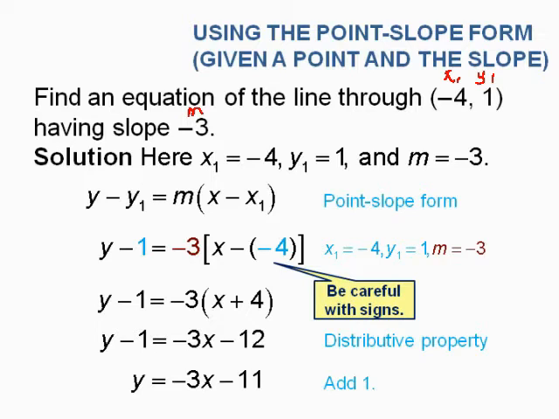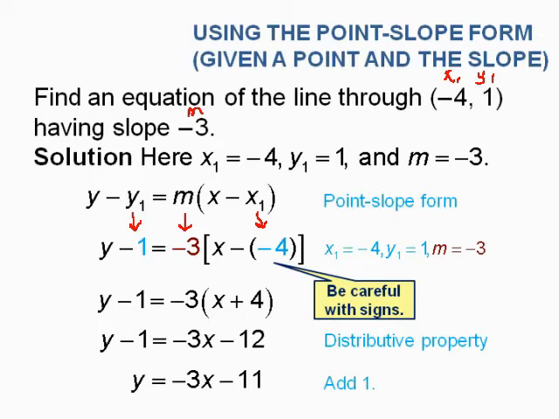We're going to say y minus y1, which is y minus 1, equals m, which is the slope, -3, times x minus x1, which would be x minus -4. Now you can see where students could make sign errors here, so be careful. That minus negative becomes plus. So we end up with y minus 1 equals -3 times x plus 4.